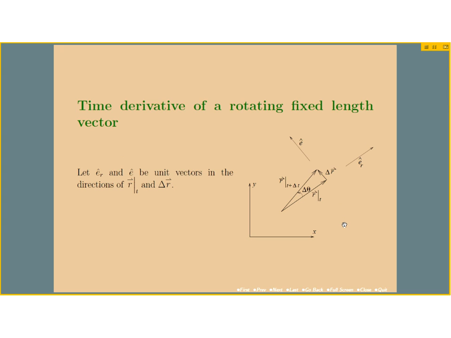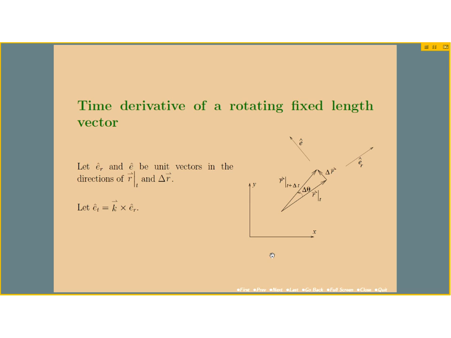Now, let's further define two unit vectors. The unit vector e sub R is defined as the unit vector in the direction of the vector R at time point t. The unit vector e without any subscript is defined as the unit vector in the direction of the vector delta R.